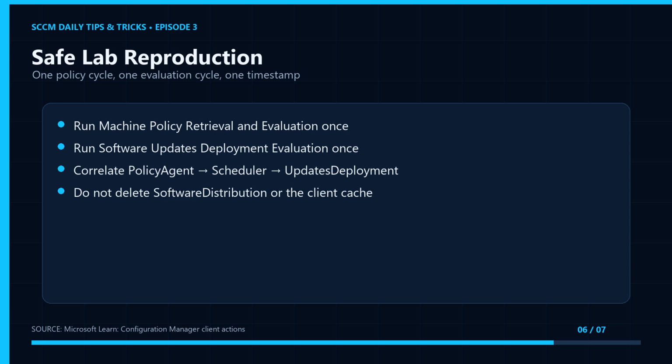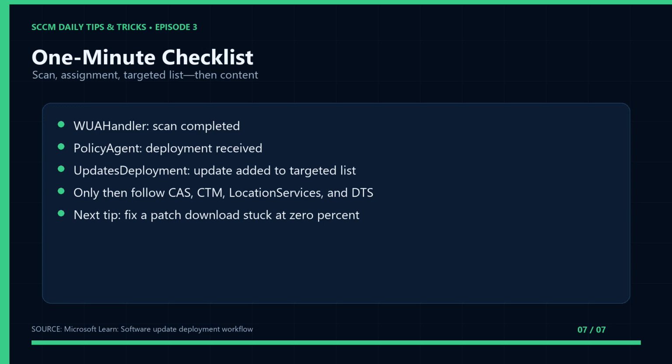Do not delete software distribution, clear the Configuration Manager cache, restart services, or reinstall the client to solve a missing assignment. Those actions cannot correct collection targeting, deployment timing, or applicability logic. The quick checklist is: prove the scan completed, prove the deployment assignment arrived, and prove updates deployment added the expected update to the targeted list. Only after that event should you follow Content Transfer Manager, Location Services, and Data Transfer Service for content.